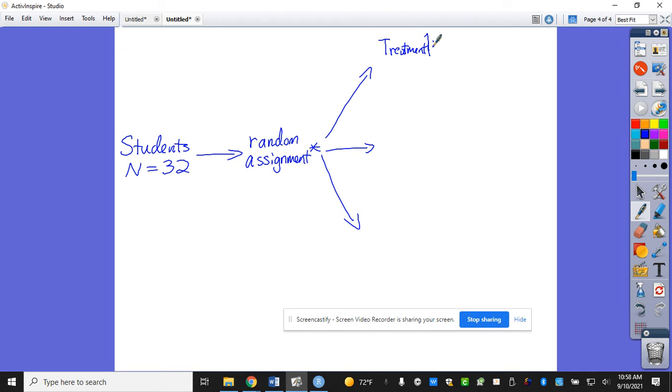What is treatment 1? What is treatment 2? What? Hopping on leg? What was treatment 3?